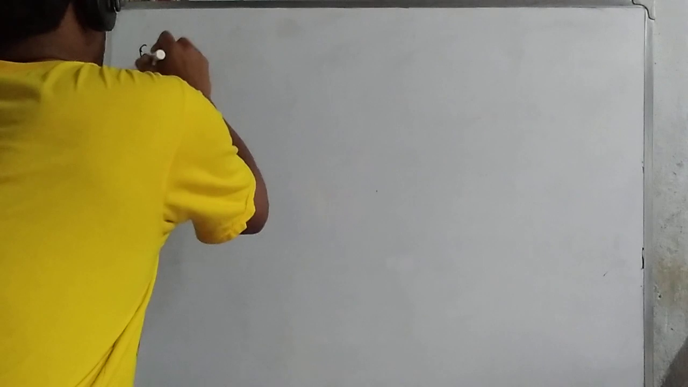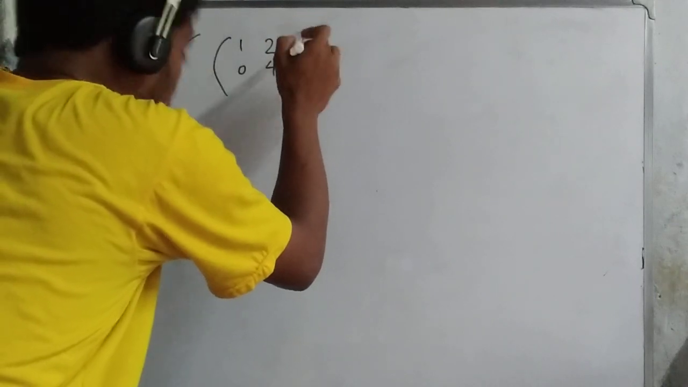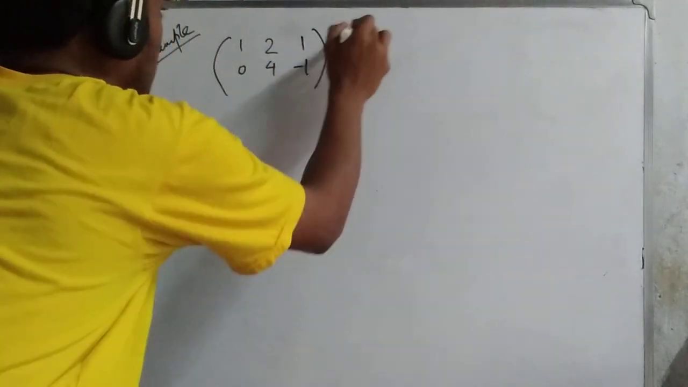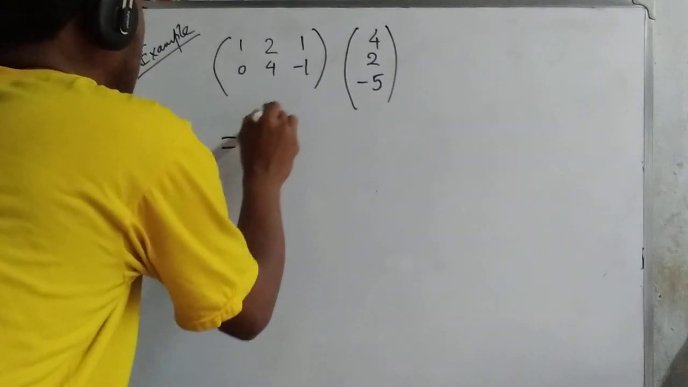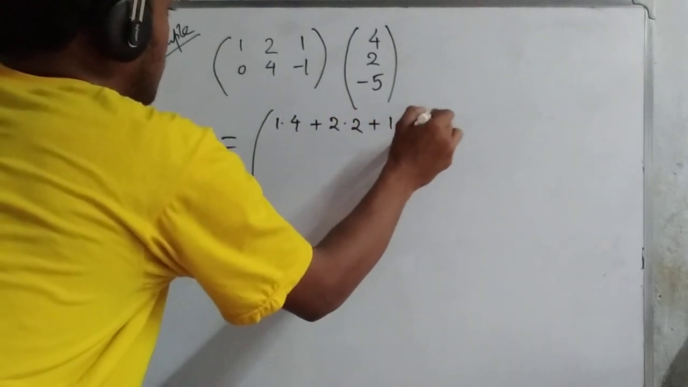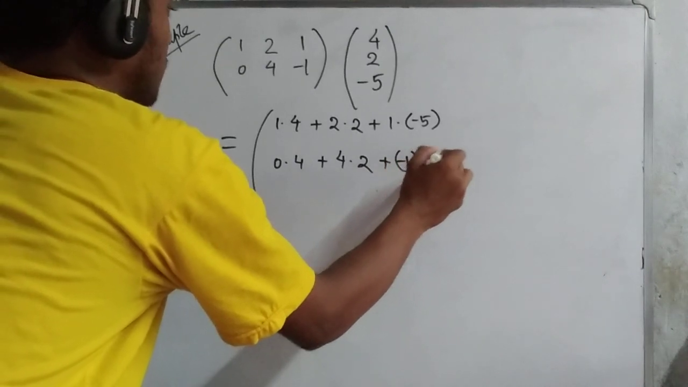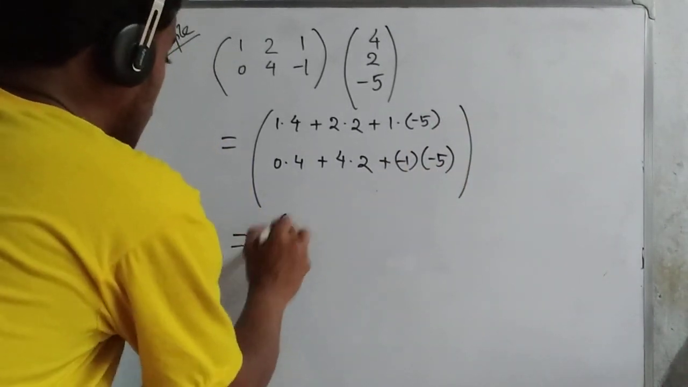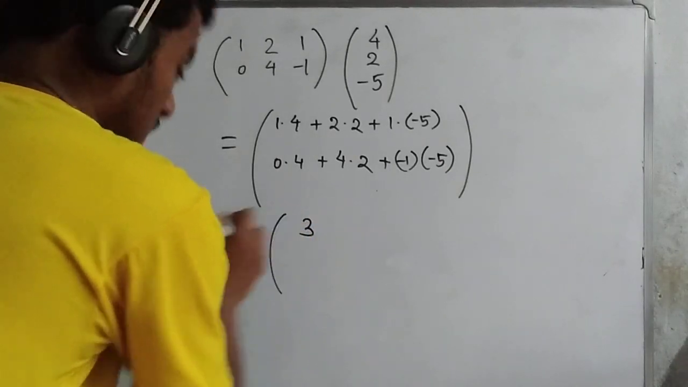Now we are here. Example. Let we have 1, 0, 2, 4 and 1, minus 1. This one is a matrix, and 4, 2, minus 5, this one is another matrix. Then what happened here: 1 multiplied by 4, 2 multiplied by 2, and 1 multiplied by minus 5. 0 multiplied by 4, 4 multiplied by 2, and minus 1 multiplied by minus 5. This one equal to, we write what? 4, 4 minus 5, that means 3.